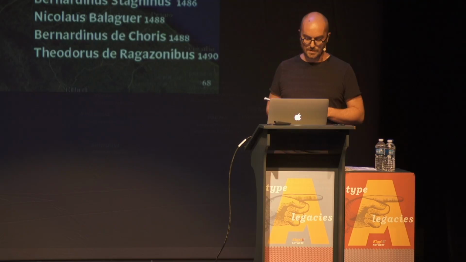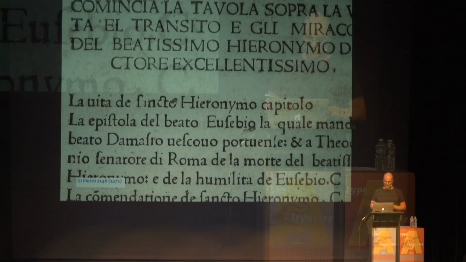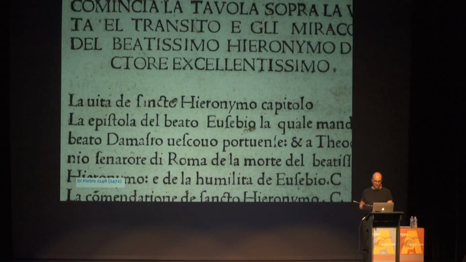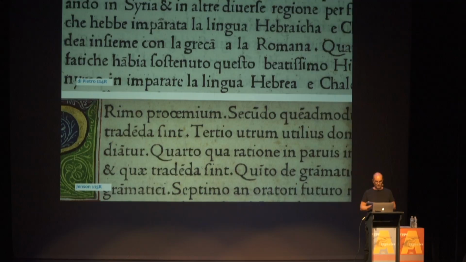Another sign of the immediate success of the Jenson Roman is that it was soon imitated. The imitation could be loose, but could also be very faithfully executed. This is the case of the type we are looking at now, a type used by Gabriele Di Pietro, an early Italian printer, from 1472. This Roman type shows strong similarities with Jenson's Roman in all its sorts. It's Di Pietro on top and Jenson's on the bottom.